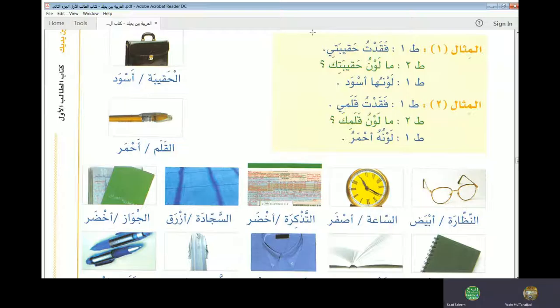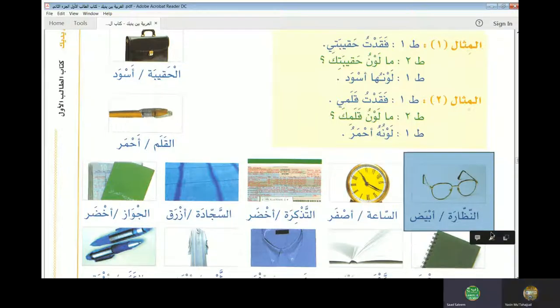Okay, I am a student. Fakattu akibati. Ma launu akibatika? Launuha aswad. Now you are first student. Fakadatu kalami. Ma launu kalamika? Launuhu ahmaru.